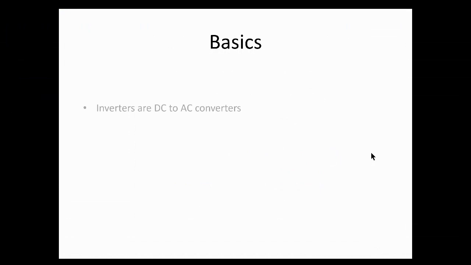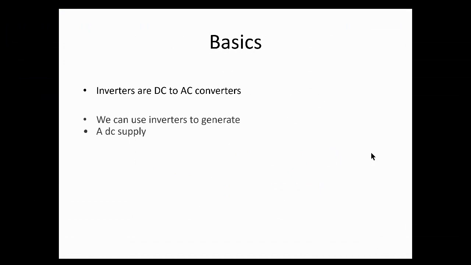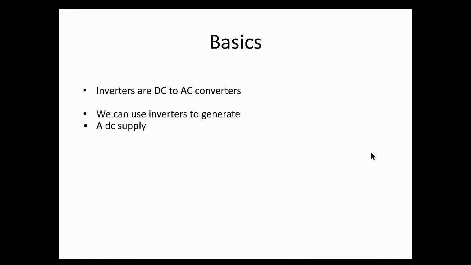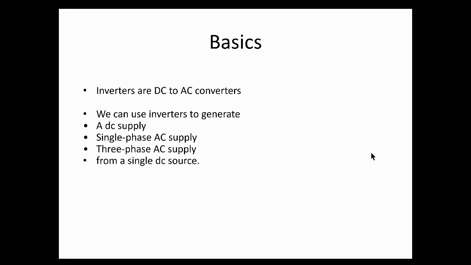So I'll just go through the basics with you to start, right? So these are DC to AC converters, right? So we can use it to generate AC supply, because it moves from DC to AC. Of course, you know, to move back from AC to DC you use your rectifiers, right? So we can use it as a source of our AC supply.